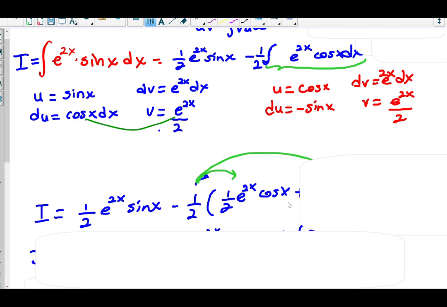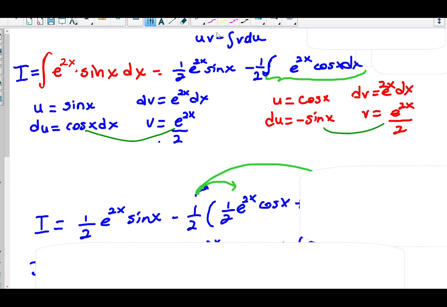Okay, and then minus integral of v du. So minus, I need to integrate this product. Now, that in itself is bringing another negative, right? So there's a minus coming from the integration by parts formula, another minus from this product. So those two negatives, when multiplied, will give me a positive. So I'm going to put a positive in the middle, and then this 1/2 I can take outside of the integral sign, and I need to integrate sine x times e to the 2x.